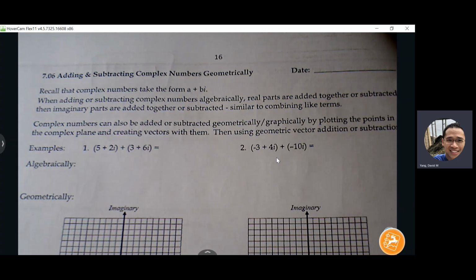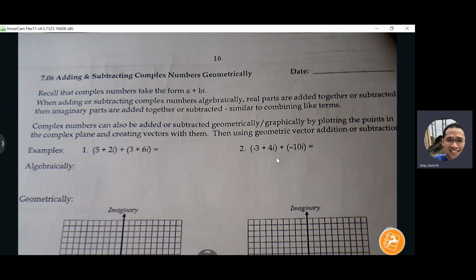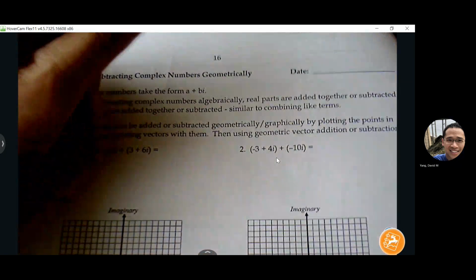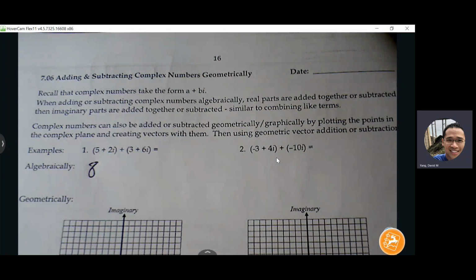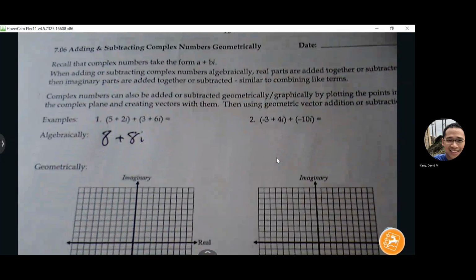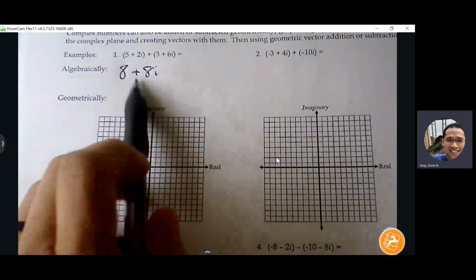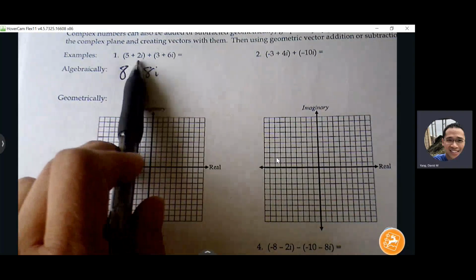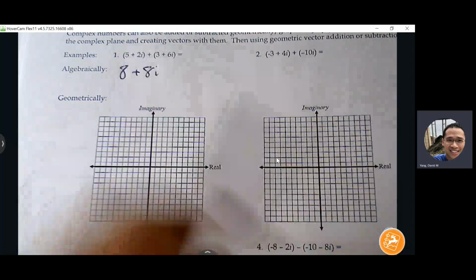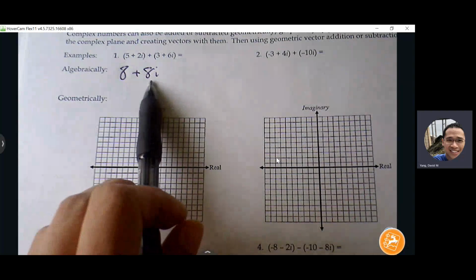So let's do the easy one first, which is algebraically. We're just going to add the like terms together. So 5 and 3 gives us 8. And then the imaginary components, we add those together, we can also get 8. Now the way you're going to represent this geometrically is you're going to create a vector 5 plus 2i. And then on top of it, you'll build 3 plus 6i, and then you'll go from initial to final, and that should be the 8 plus 8i vector.